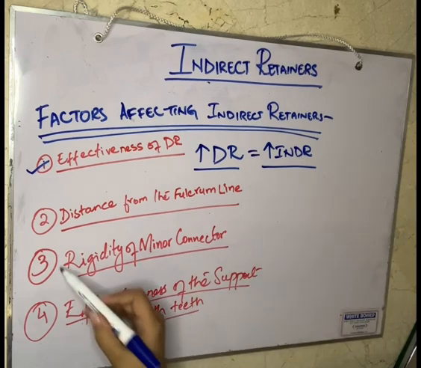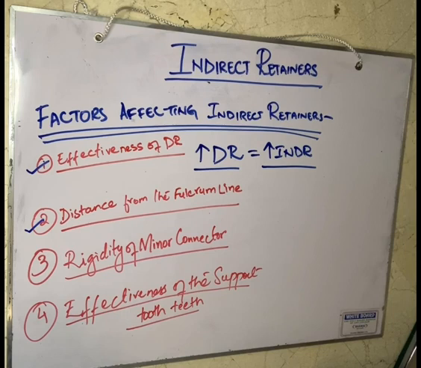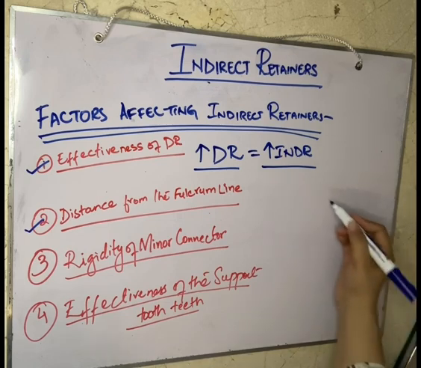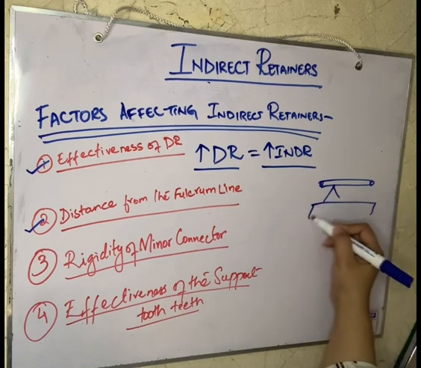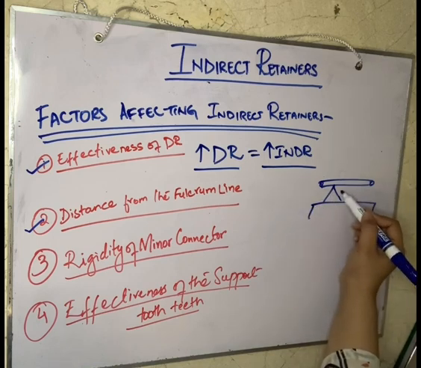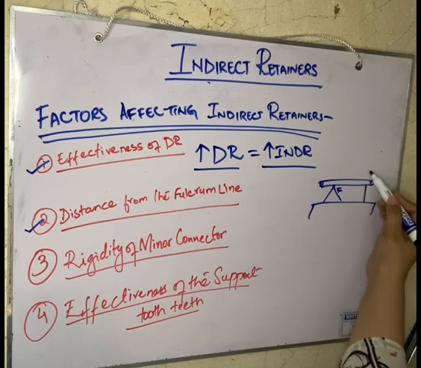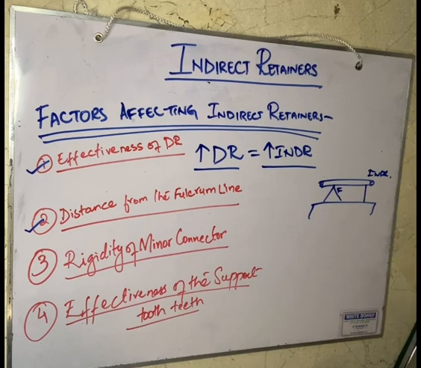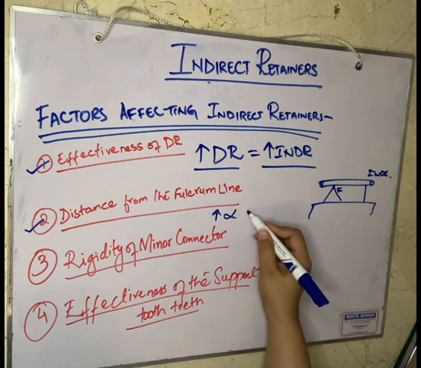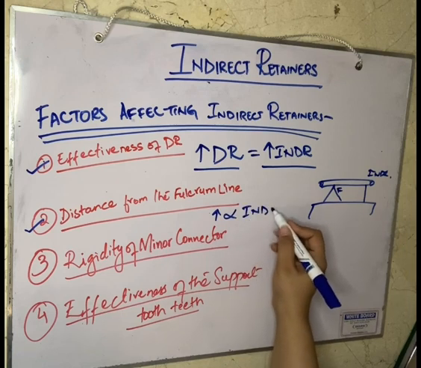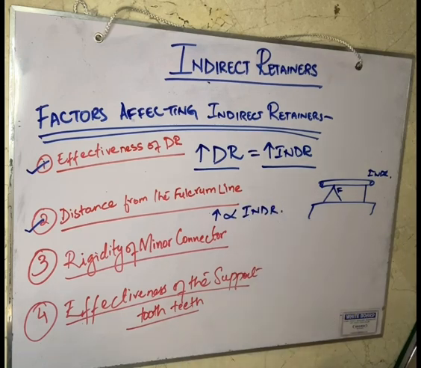So the second point is that there is a distance from the fulcrum line. The further we keep our indirect retainer, the more stable the beam would be. So this is the beam and this is the fulcrum line, right? So the farther we put the indirect retainer, like if we are putting it over here, the more stable it would be. So increased distance is directly proportional to stability of the indirect connector, right?